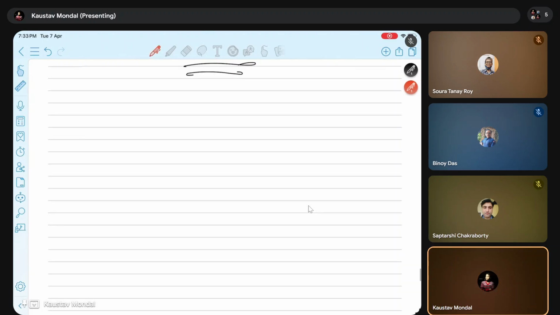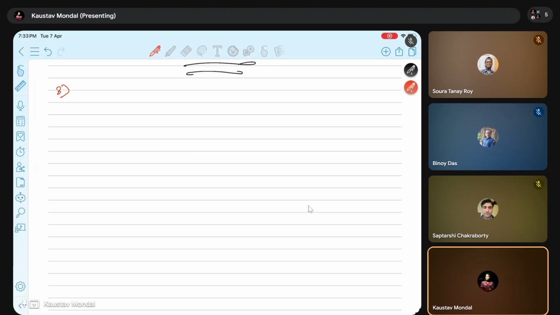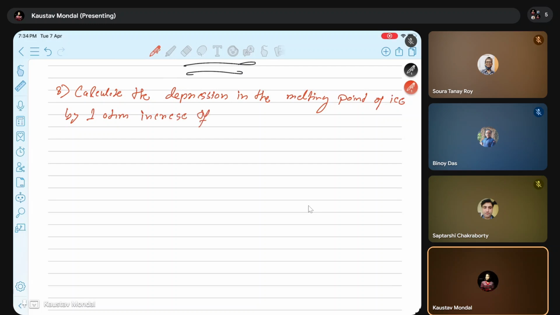Problem number 3. Calculate the depression in the melting point of ice by 1 atm increase of pressure. Okay, so basically increase the pressure by 1 atm.